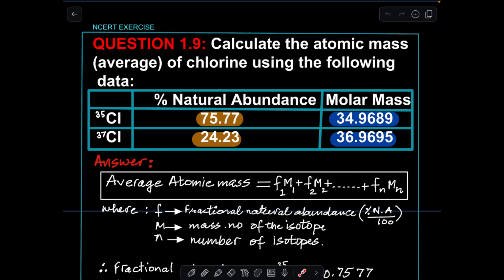Here the fractional natural abundance is not given in the question. They have given you the percent natural abundance. So this percent natural abundance is converted to the fractional one by dividing by 100. And the mass numbers are given in the question. And what is N? N is the number of isotopes. In this case, they have given you two isotopes, so the value of N is 2.